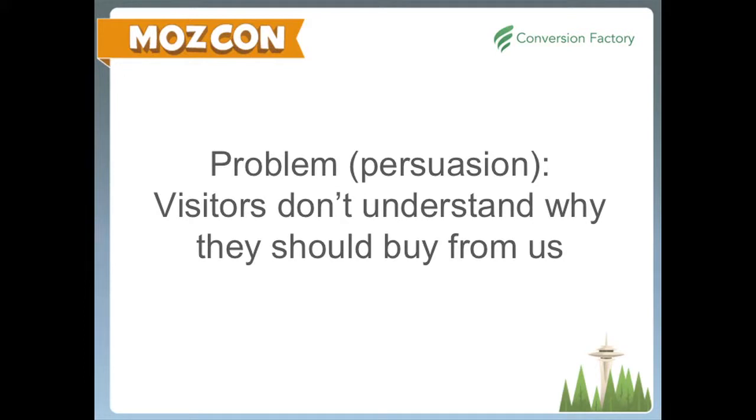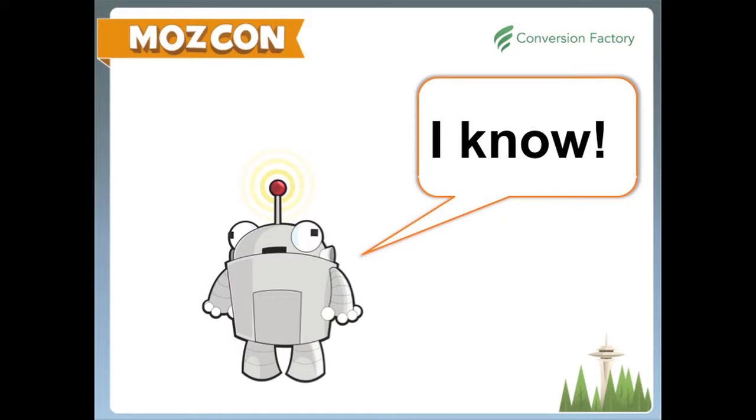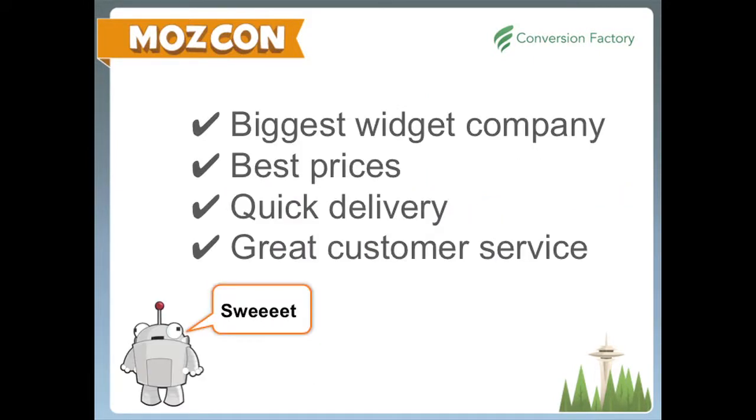They tend not to be too good at explaining in simple terms why you should use them as opposed to a competitor. Normally what happens when you have a problem like this is someone comes along and creates some fairly bland statements. They put some bullets on the website that say, we're the biggest company, we've got the best prices, we've got quick delivery and great customer service. But they don't go into any more detail than that. Plenty of websites fall into this trap, and as a result, they're missing out on a huge amount of conversions.